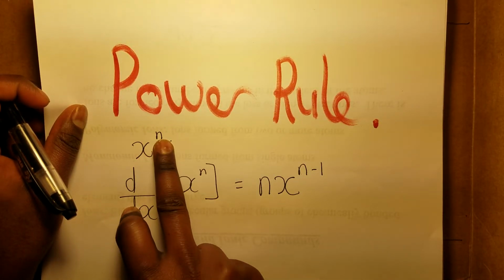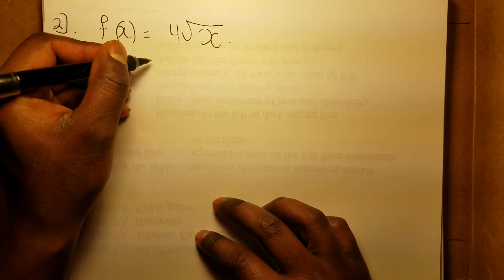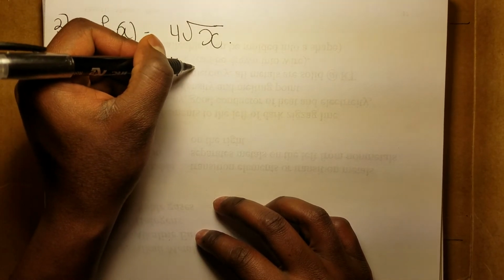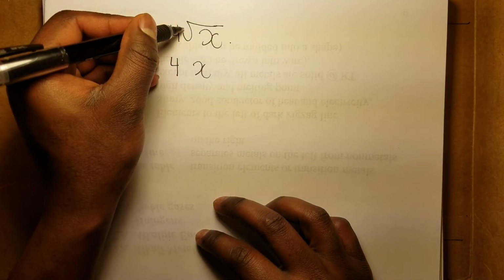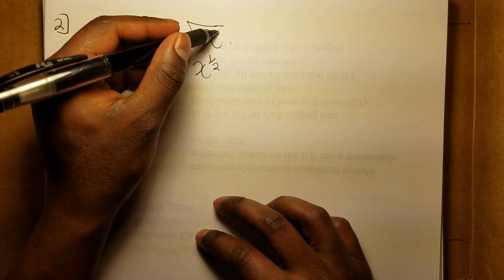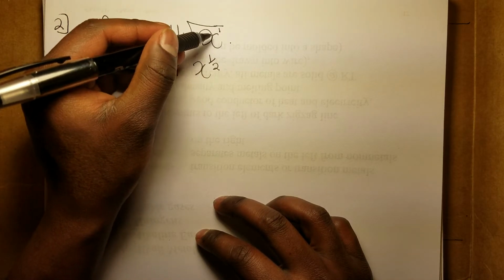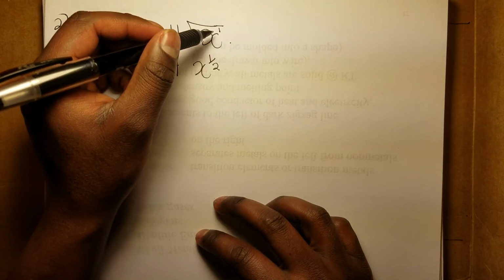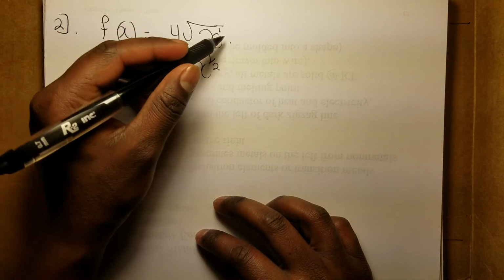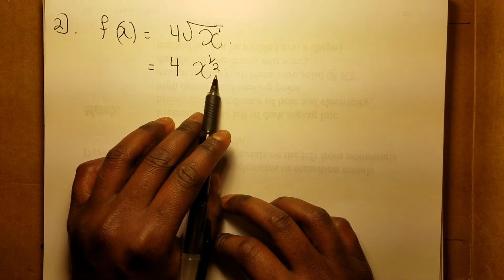Power rule means that something is raised to a power. So can we make this raised to a power? Well, this can be rewritten as 4x to the 1 over 2, since this is a square root. The 2 goes at the bottom, the 1 is always on top. You don't bring the 2 on top, so you have to be careful. So we get 4x to the power of one half.